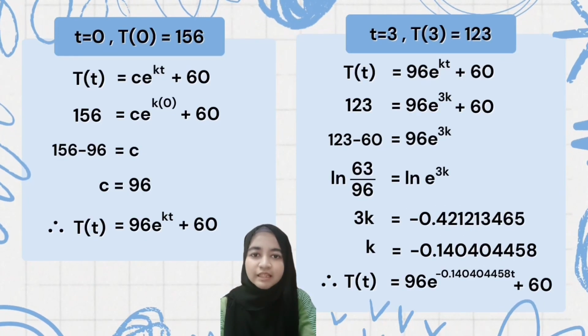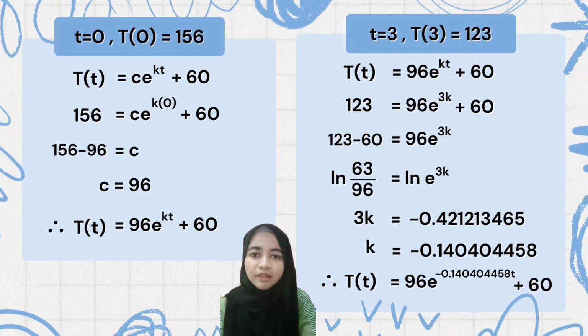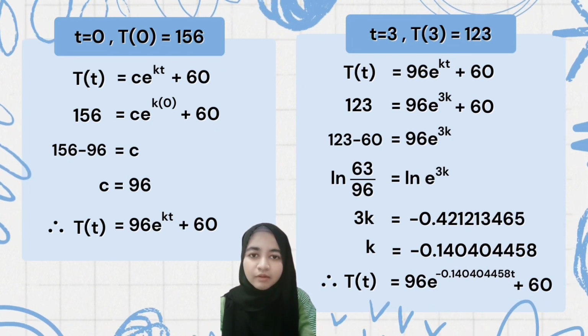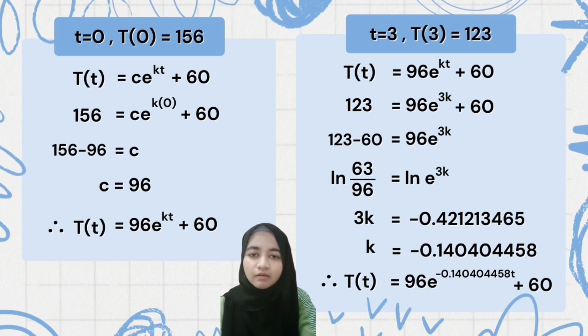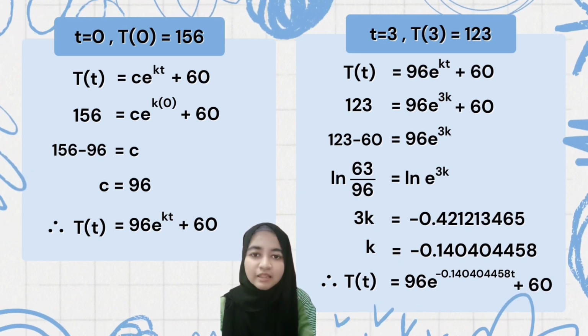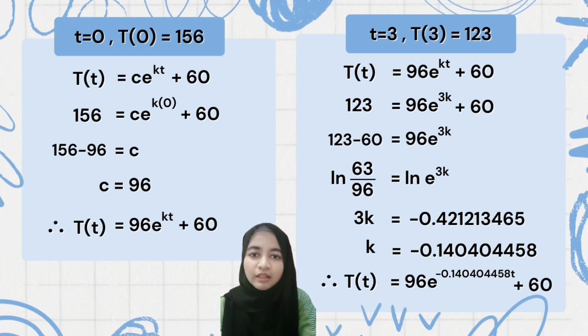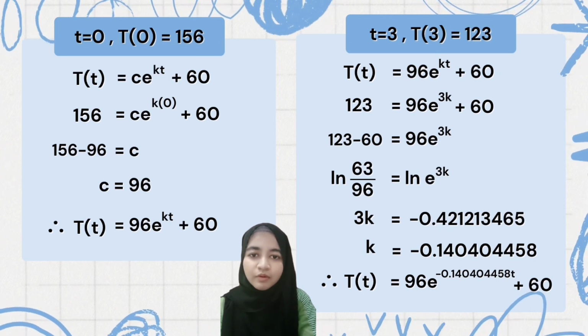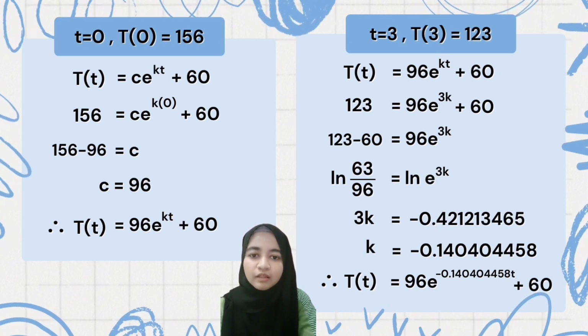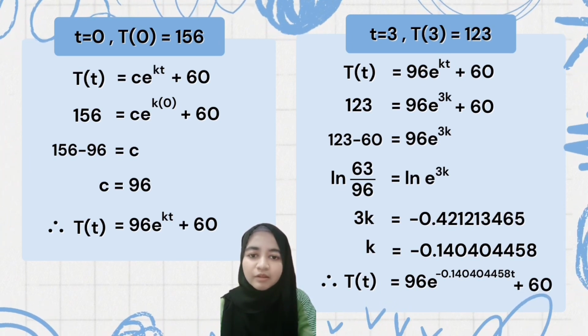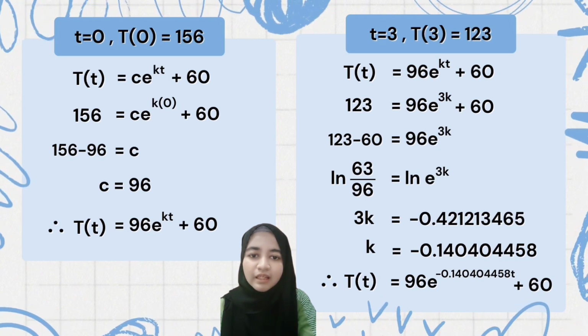Next information is t equal to 0 and the temperature when the time is 0 equal to 156 Fahrenheit. And we will substitute all this information into the current equation. Then we will get C equal to 96. Therefore, the current equation is T equal to 96 e to the power of kt plus 60.